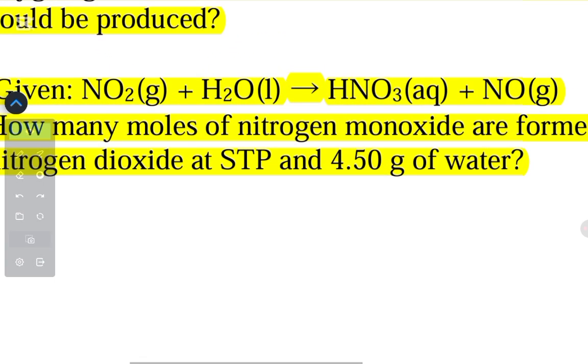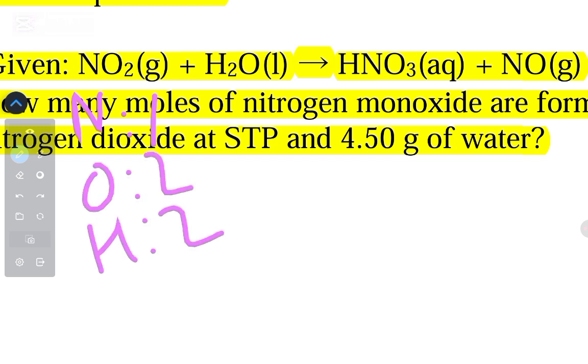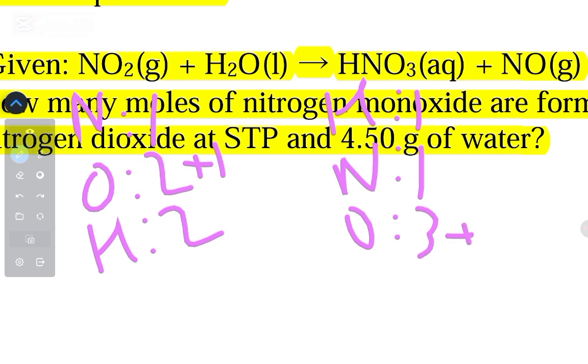NO2, H2O, HNO3 plus NO. This is exhausting. N is 1, O is 2, H is 2, and wait, actually, I'm just gonna write O plus 1. Okay, H over this side 1, N 1, O 3 plus 1 because we have over here. Okay, N plus 1.